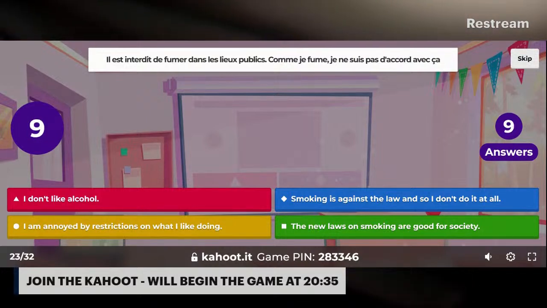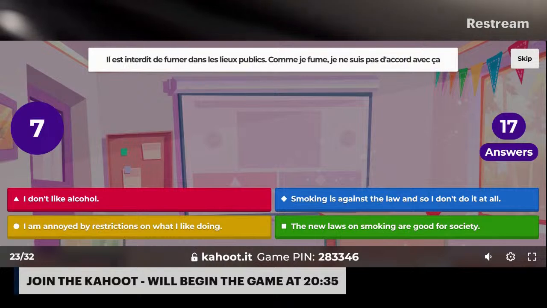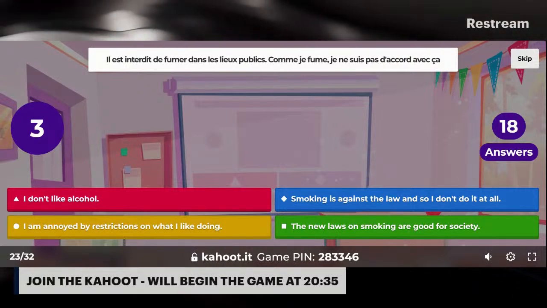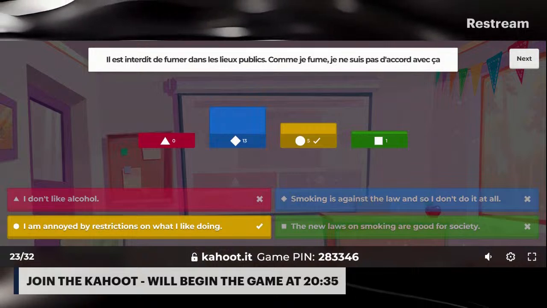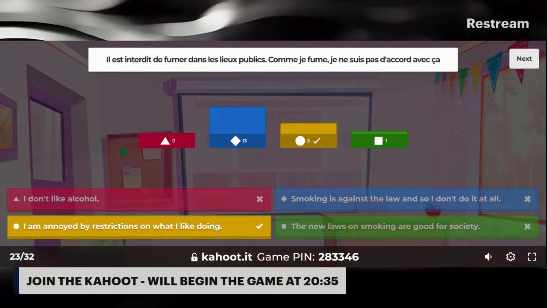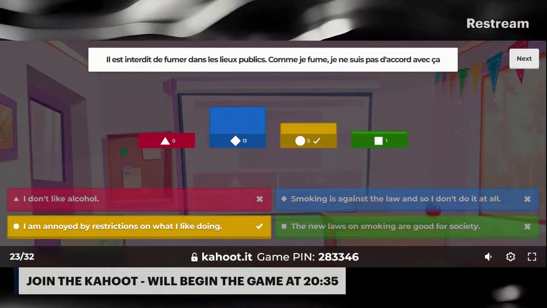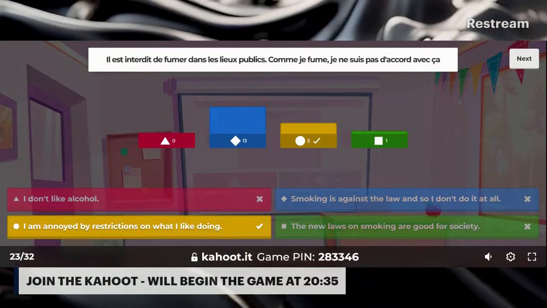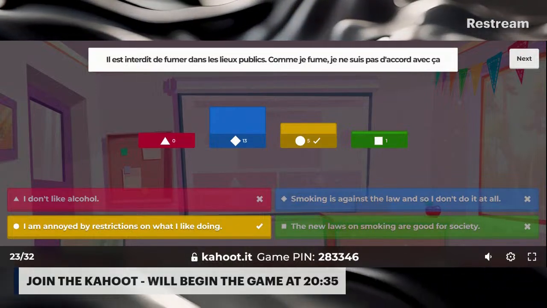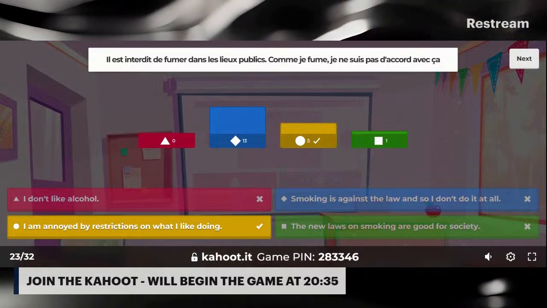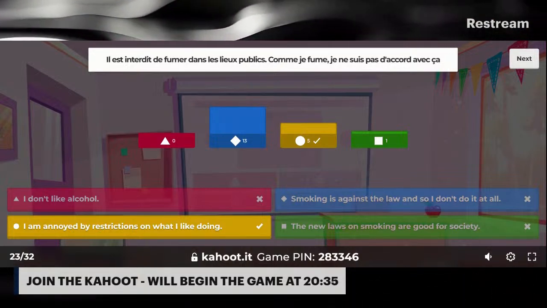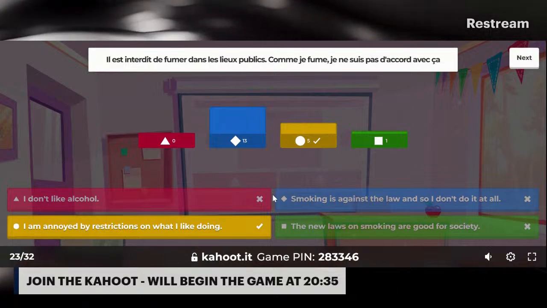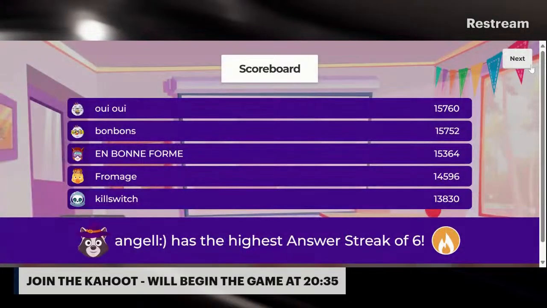Il est interdit de fumer dans le lieu public. Comme je fume, je ne suis pas d'accord avec ça. So, what does that link to? So, il est interdit means it is forbidden. So, it is forbidden to smoke on public transport. I do not agree with it. So, I don't know what... That was probably a response to that question.